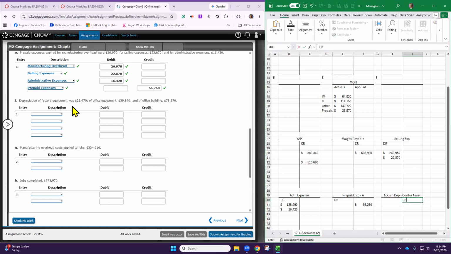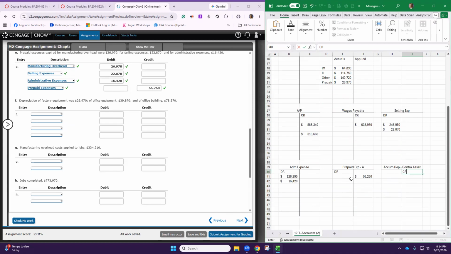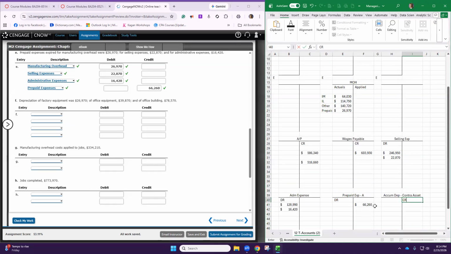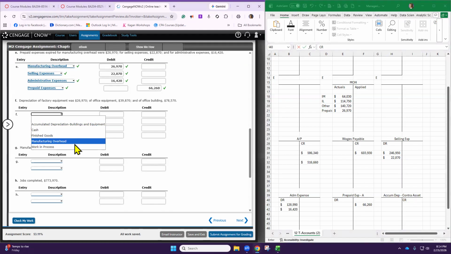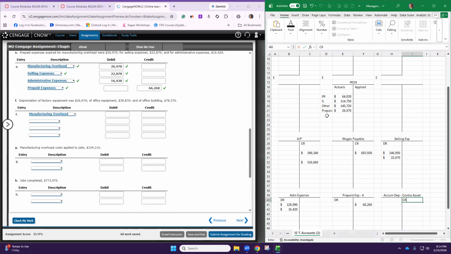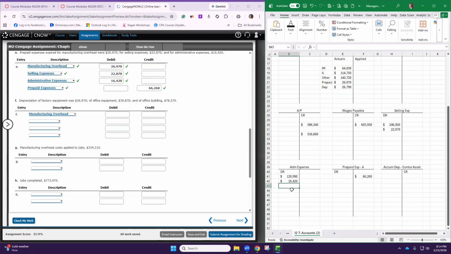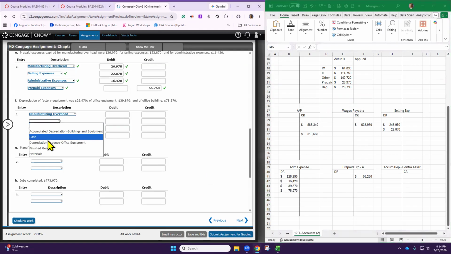So we've got three different depreciations here. Okay, so we're going to have depreciation expense, going in manufacturing overhead. That's the first one. Okay, depreciation expense. It's going to go in right here, 26,970. And then administrative expenses, because there's both office. I think we put both of these here. Okay, we got 39,870 and 78,570.